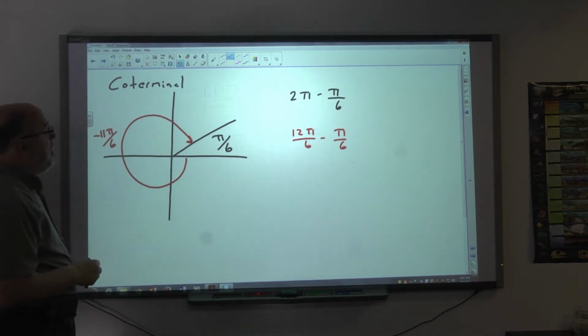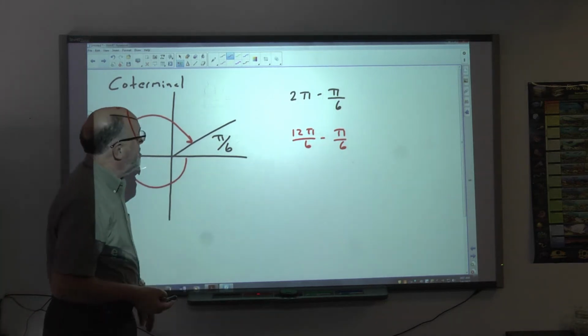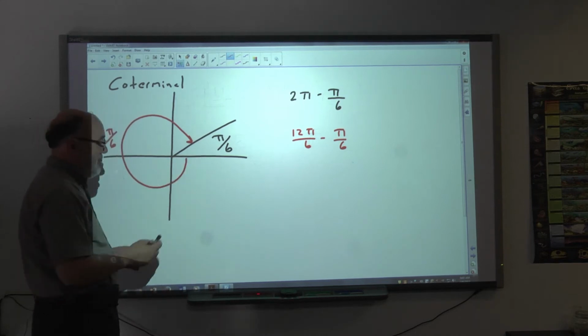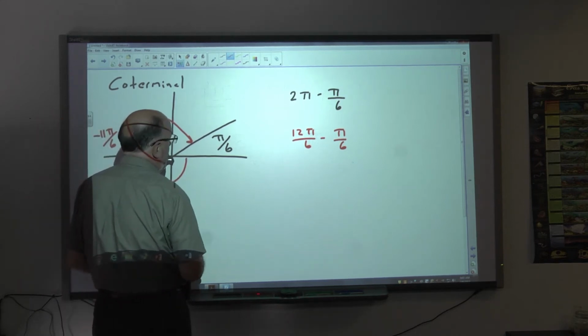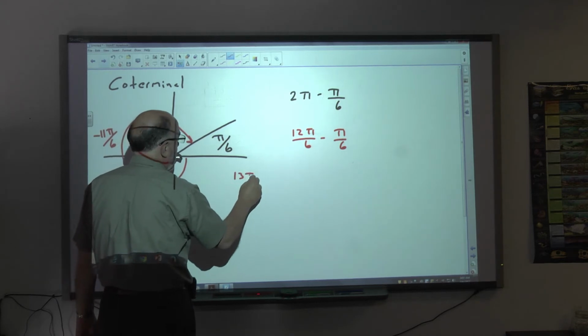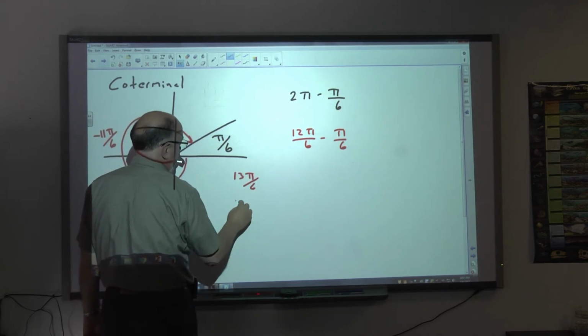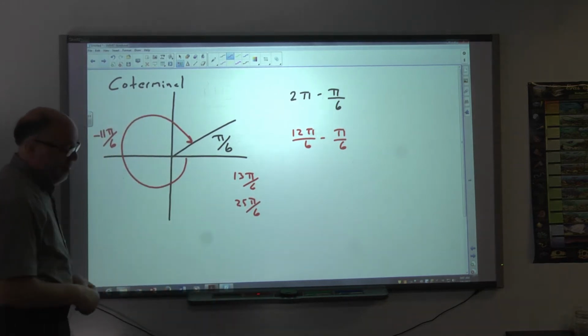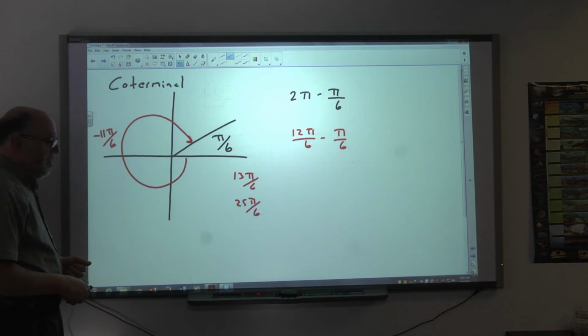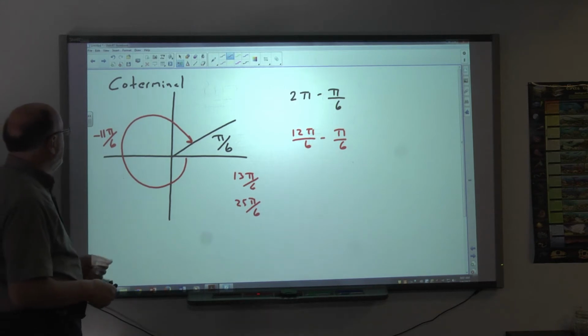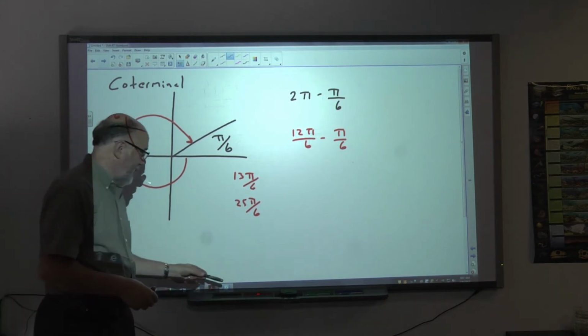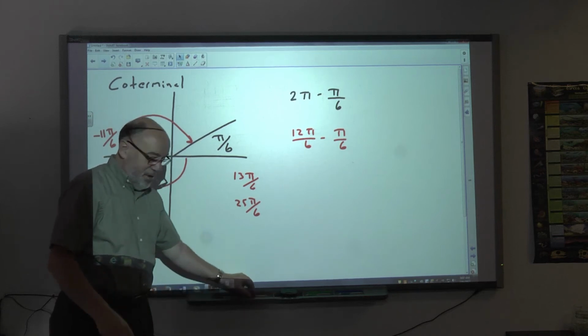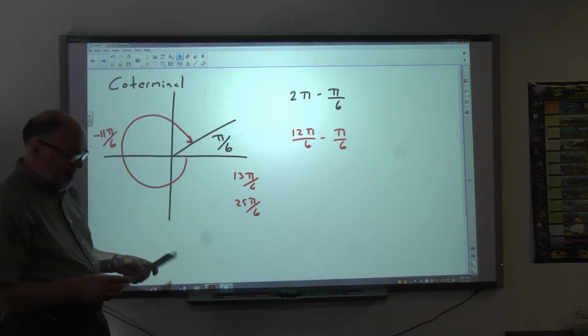And then I could get the other possibilities by adding 12 pi over 6. So we'll get pi over 6, then 13 pi over 6, 25 pi over 6. And then I could go the same in the opposite direction, so negative 23 pi over 6 and negative 35 pi over 6. So coterminal angles just end up at the same spot.